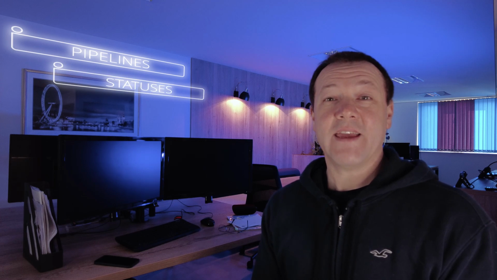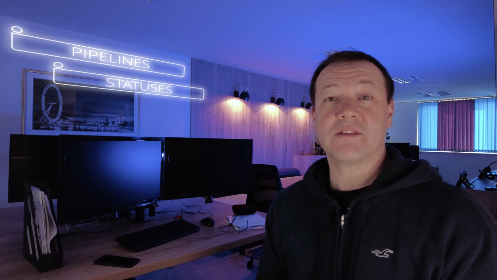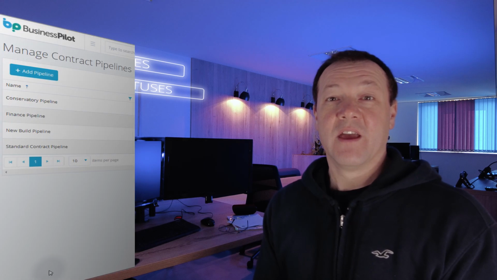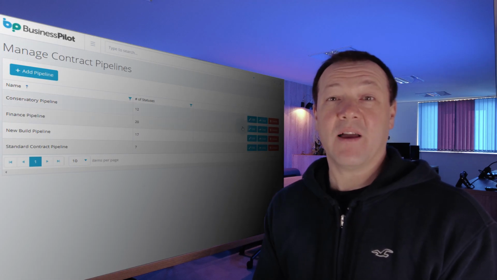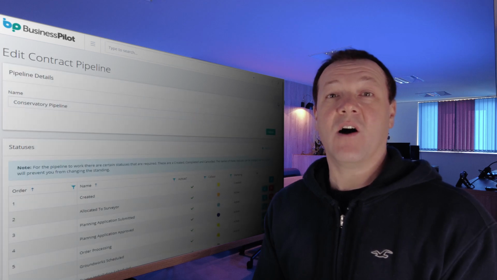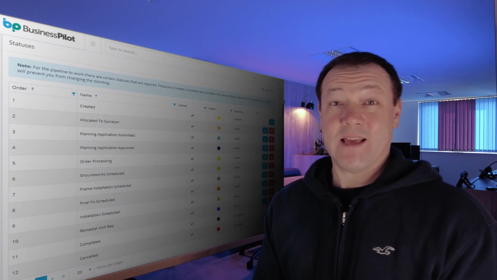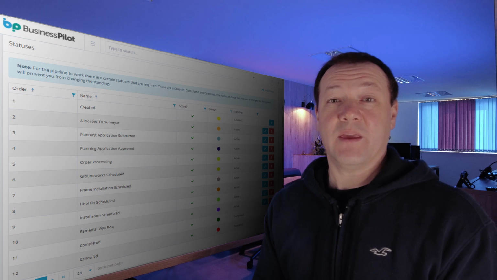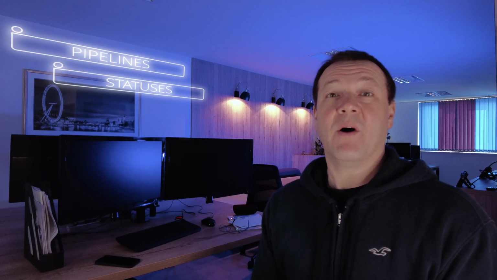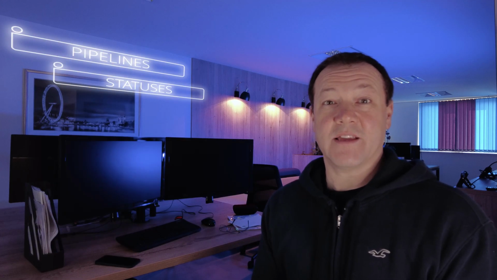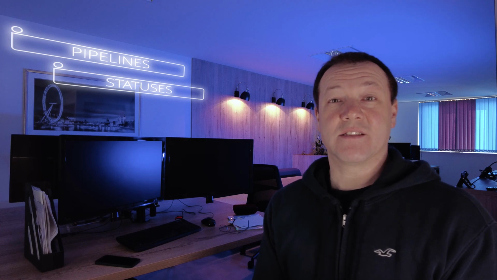Within a pipeline, you're going to have the steps that you take to get from A to B. So we call those statuses. At what status is the job? At what status is the inquiry? So inside a pipeline, you will have a series of statuses. So for example, a status might be surveyor booked. It might be order processed. It might be trades arranged.